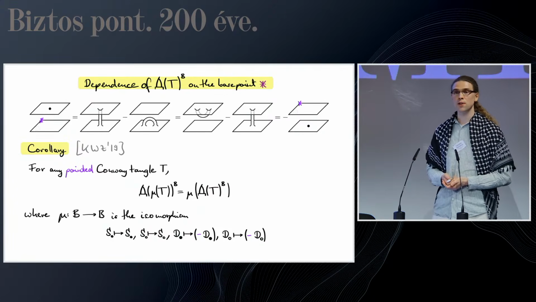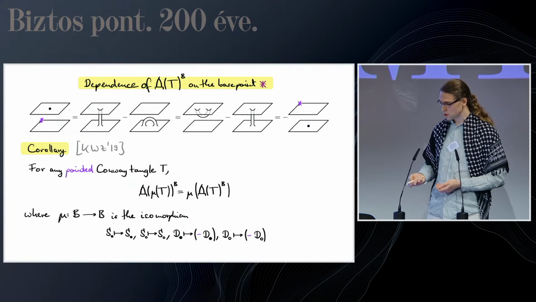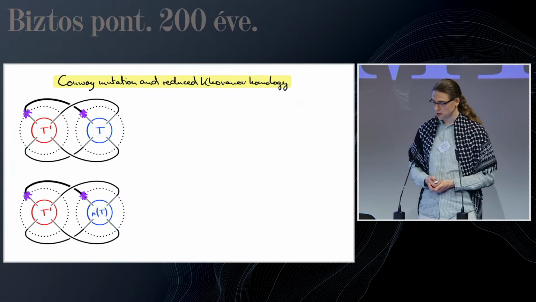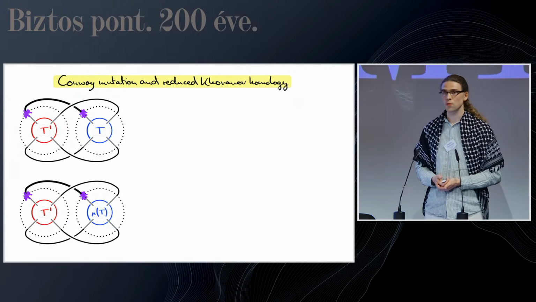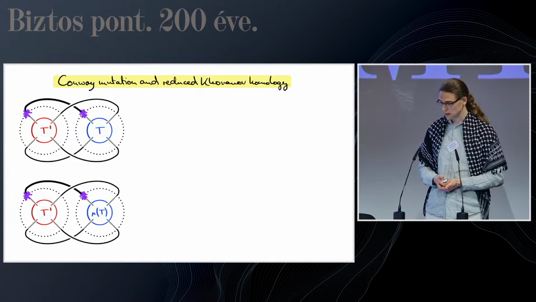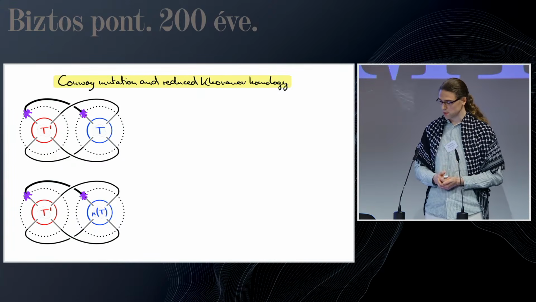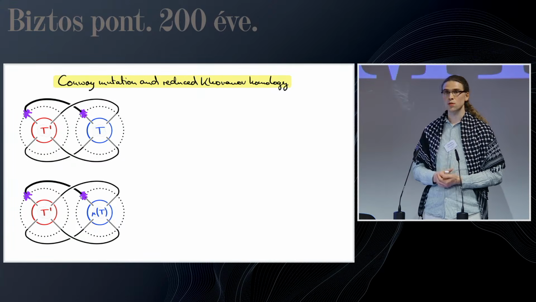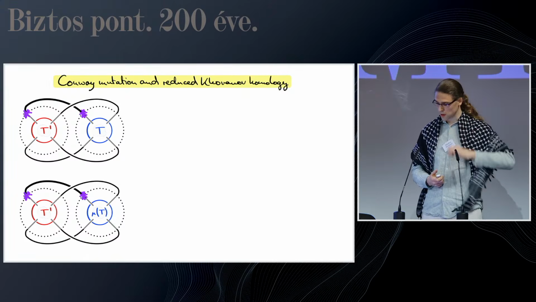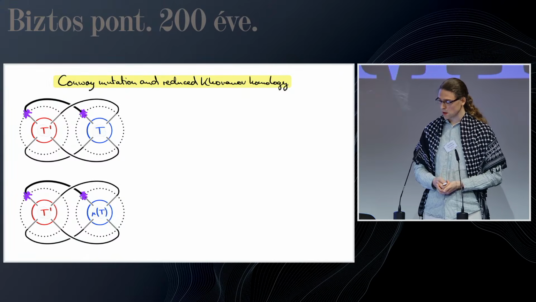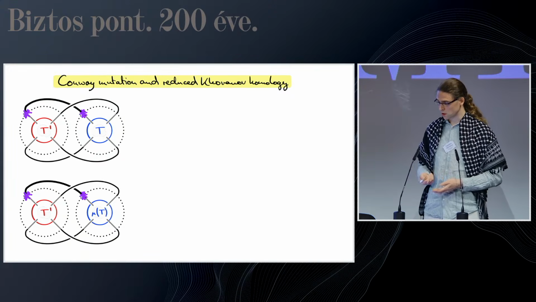Okay, so now we can try to prove mutation invariance. Here's the setup. We have our two mutant links, a union of T and T prime, and T prime and then the mutant of T. We rotate everything by 180 degrees, and we apply our pairing theorem, our gluing theorem.